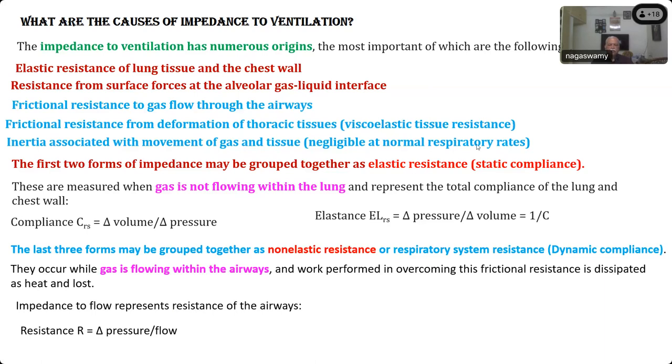So three terminologies you have to remember: static compliance, dynamic compliance, and resistance to flow. These are the three important things for impeding or enhancing ventilation. If the lung is a good compliant lung, instead of becoming stiff, then your ventilation will be good. If the frictional forces are not there, then the air will be able to reach the alveoli well. And if there is no resistance offered by the air passages, then your ventilation will be good. These three things we will be able to measure, and they can be altered to some extent also. That is the reason why we have to know about them. So the factors causing impedance are static compliance, dynamic compliance, and airflow resistance.